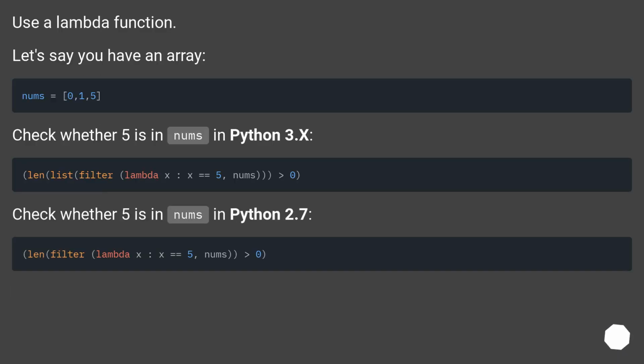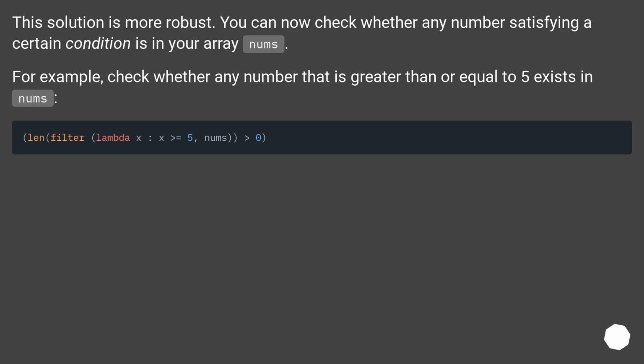Use a lambda function. Let's say you have an array. Check whether 5 is in nums in Python 3.x. Check whether 5 is in nums in Python 2.7. This solution is more robust.